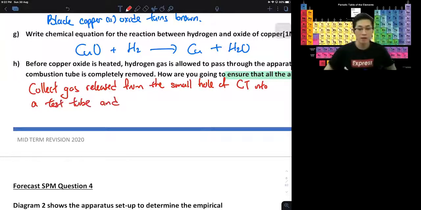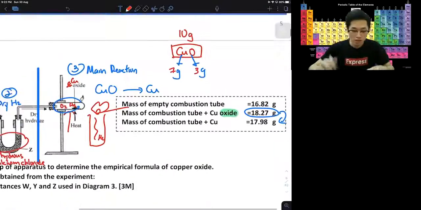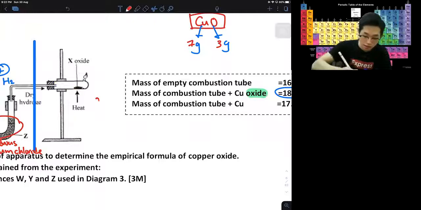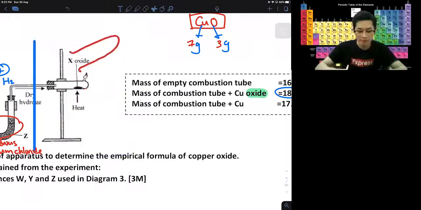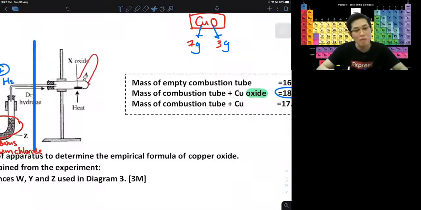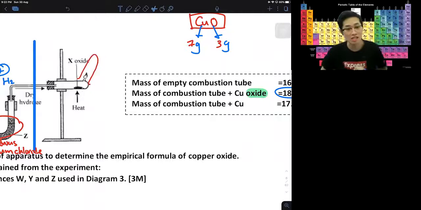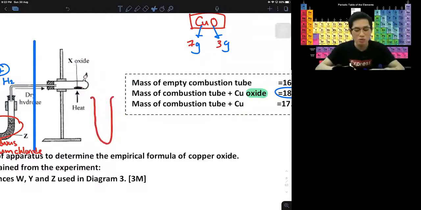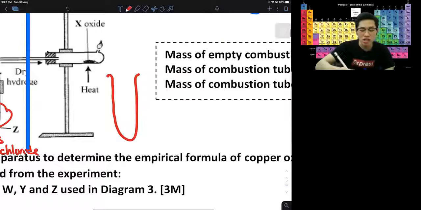And so first, you will need a test tube. Okay, let me draw it out here. I will need a test tube, and then I will collect the gas from this combustion tube into the test tube. Of course, the one without fire, what we mentioned is before heating. So we'll collect it.